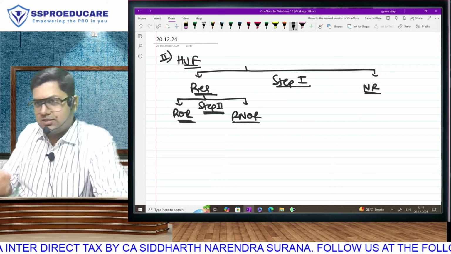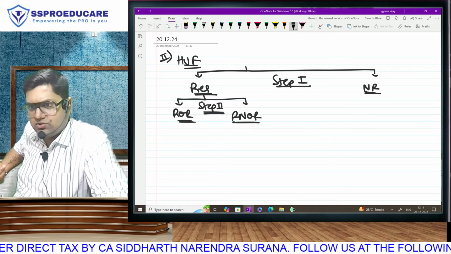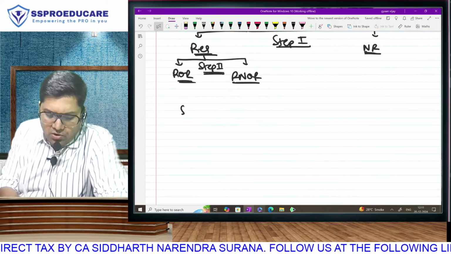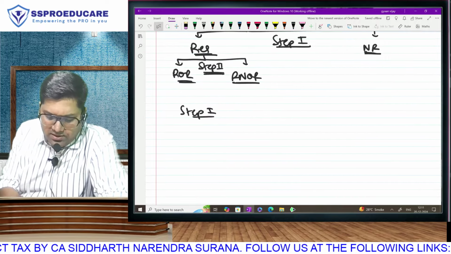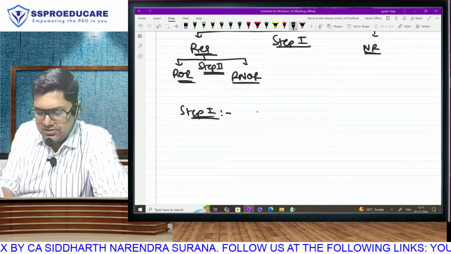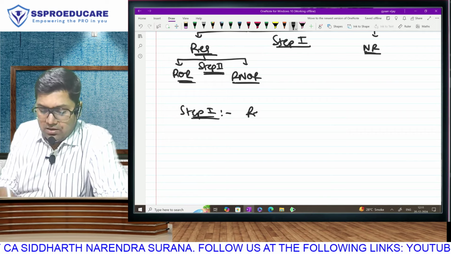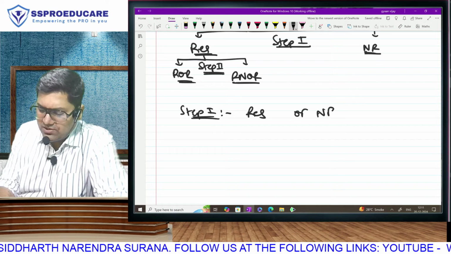So for the other assessees, to start with HUF, later we go to the other assessees also, we are going to, for the purpose of determination of residential status, step number 1, we are deciding this, resident or non-resident.